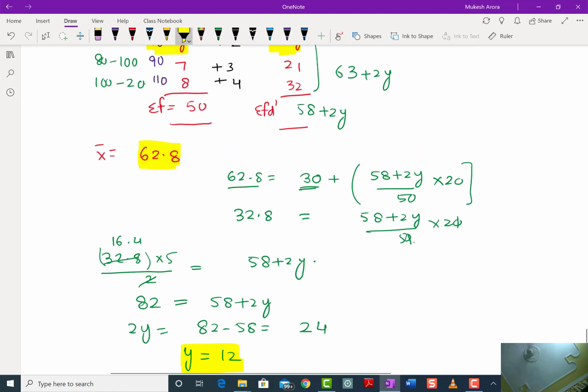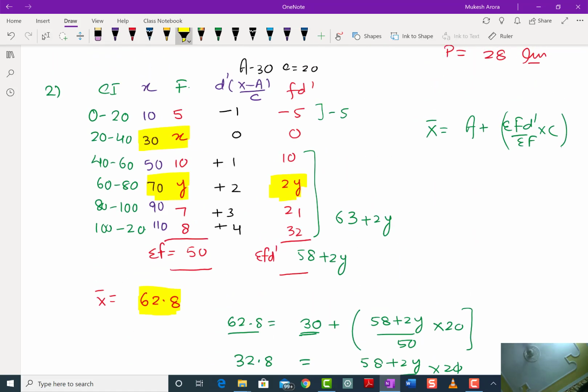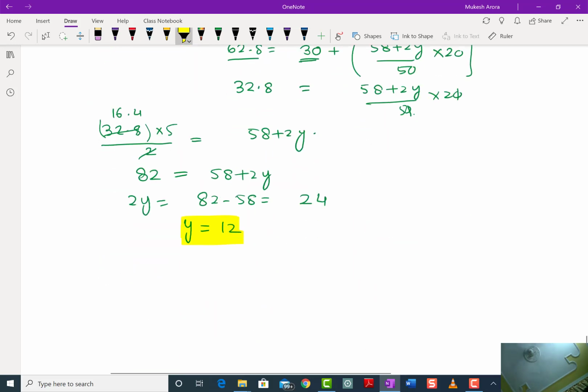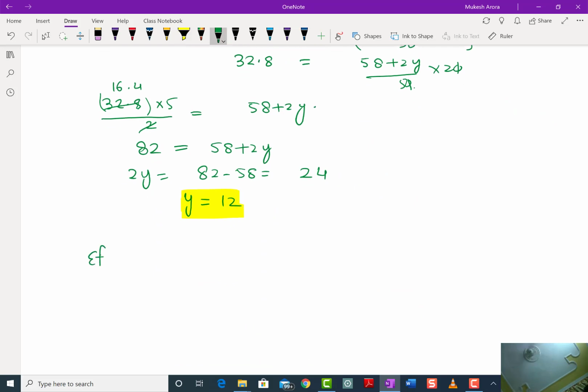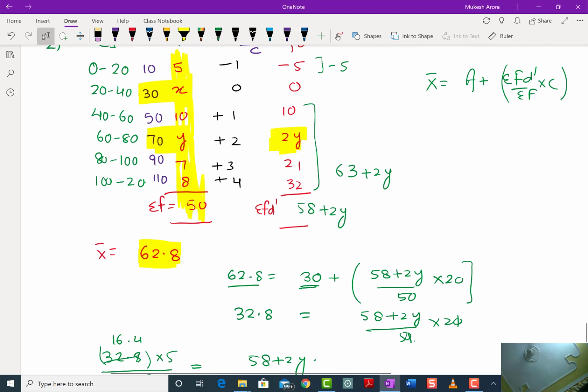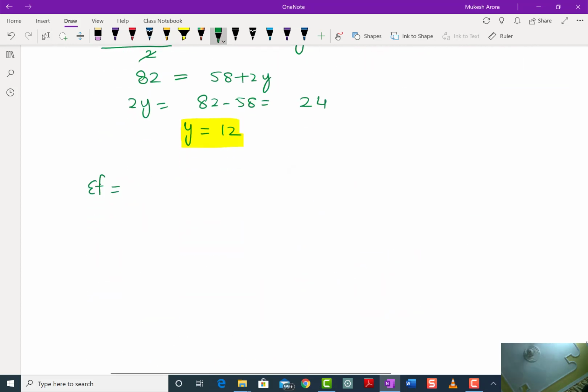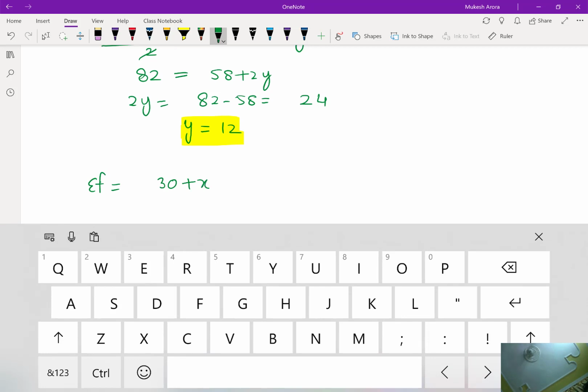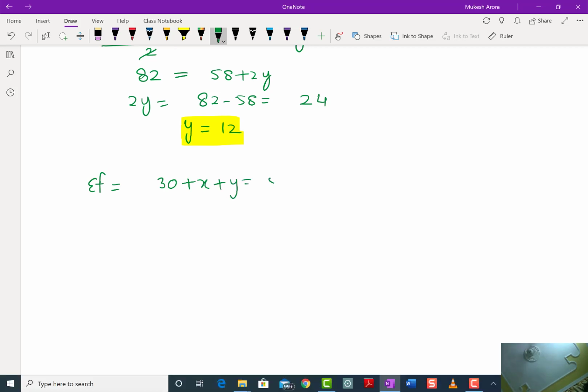Now to find the value of x, it will be very easy. We can do the total of these all. If we do the total of these all, then what will sigma f be? This is 5, 15 and 15, 30. 30 plus x plus y is equal to 50. 30 plus 12 plus x is equal to 50. So x is equal to 50 minus 42. So x is equal to 8.